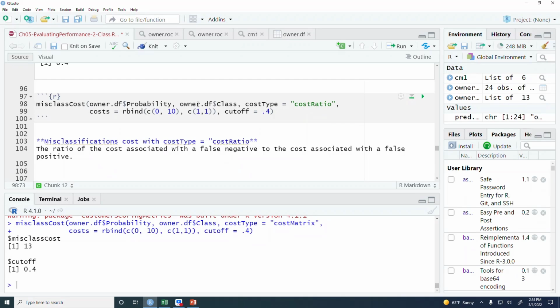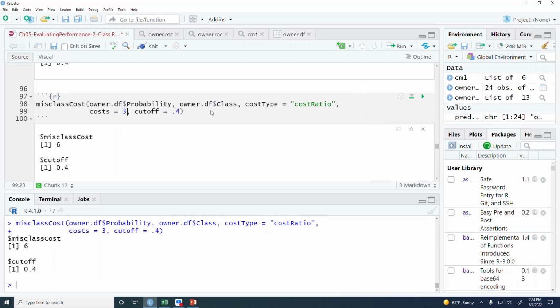So false positive is twice as bad as false negative, or 10 times as bad. You're now not looking at the actual cost, but only the ratio. So you can specify the cost now not as a matrix like we have here, but instead just the ratio. You say the cost equal to 3, so it's going to use 3 to 1, three times the cost for false positive, and it will give you the cost in this way. So this is our asymmetric misclassification costs.